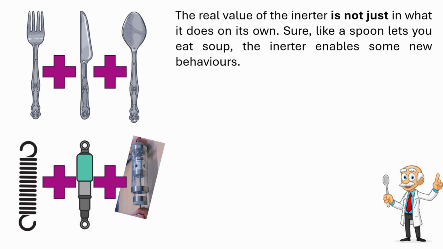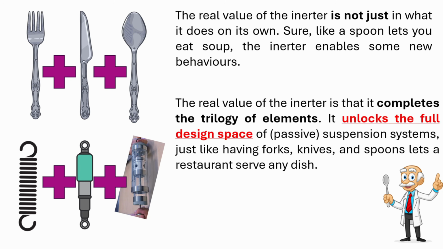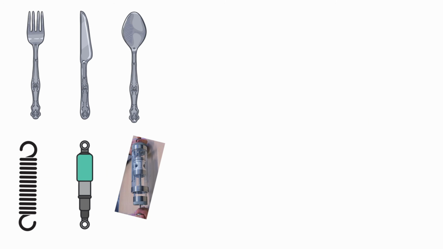The real value of the Inerter is not just in what it does on its own. Sure, like a spoon lets you eat soup, the Inerter enables some new behavior. But the real value of the Inerter is that it completes the trilogy of elements. It unlocks the full design space of suspension systems, like having forks, knives and spoons lets a restaurant serve any dish. I want to stress here that when I say the full design space, I mean it. It means that any possible passive suspension system, and these are an infinite number, can be designed thanks to just these three elements. So let me now reply to some common questions that I received.